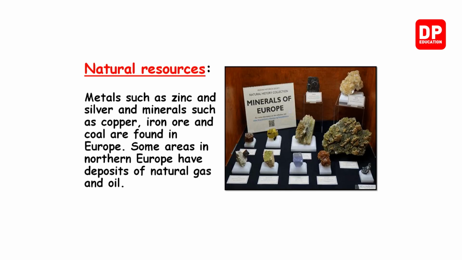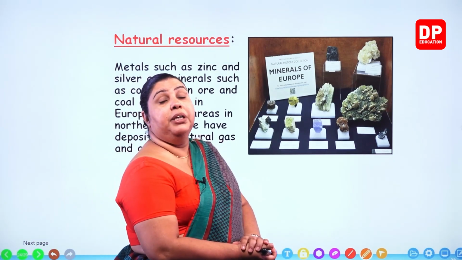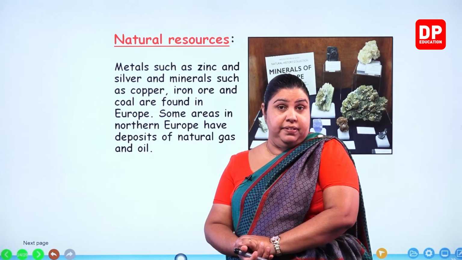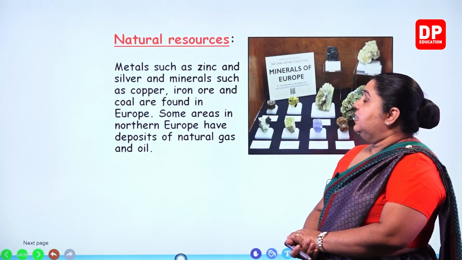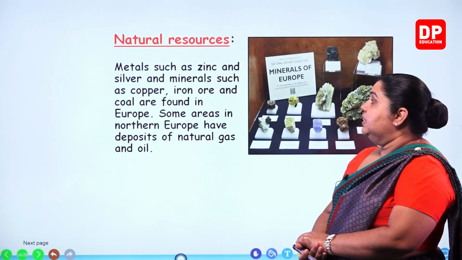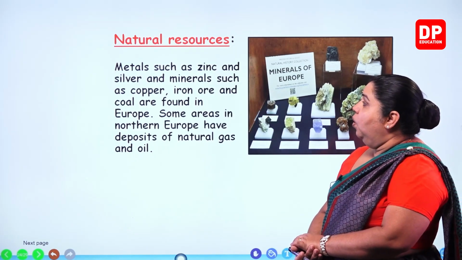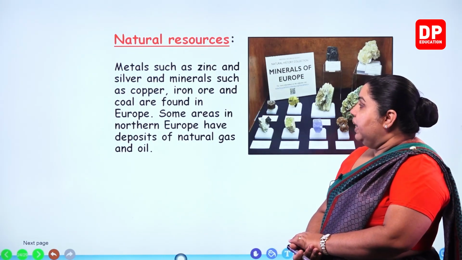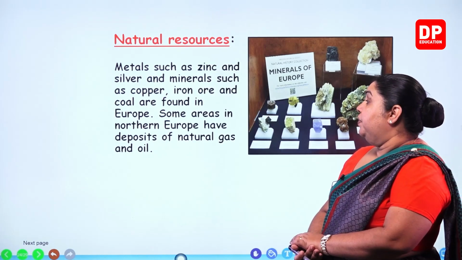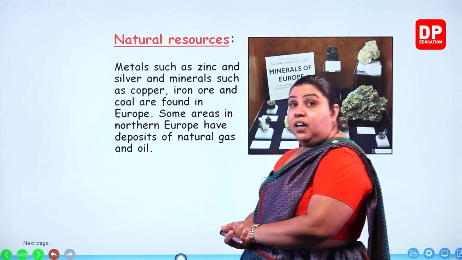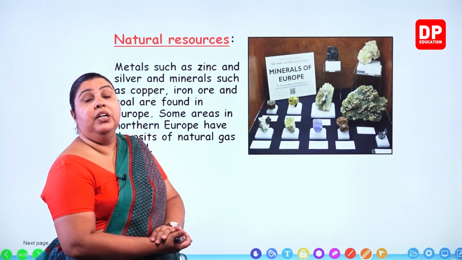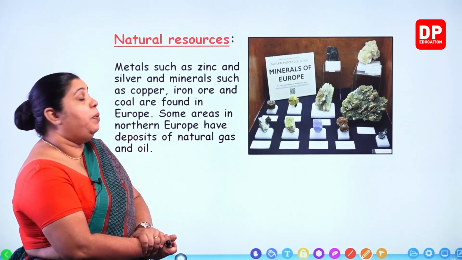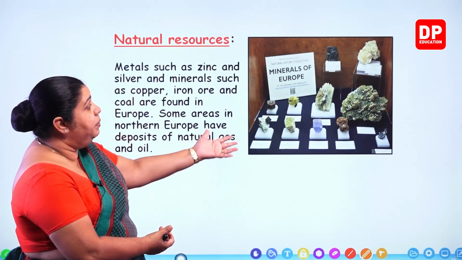Then there are natural resources in this European continent. ඒ කියන්නේ පුතේ යුරෝපයේ තියෙනවා ස්වභාවික වටිනාකමකින් යුතු දේවල්. ස්වභාව දහමේ වටිනා දේවල් වලින් පරිපූර්ණ continent එකක් තමයි මේ European continent. Metals such as zinc and silver and minerals such as copper, iron ore and coal are found in Europe. Some areas in northern Europe have deposits of natural gas and oil. මෙන්න මේ වගේ පුතේ විවිධ ඛනිජ ද්‍රව්‍ය, විවිධ වර්ගයේ ලස්සන ගල් වර්ග, වටිනා ඛනිජ ද්‍රව්‍ය වලින් පිරිපුන් continent එකක් තමයි යුරෝපා මහද්වීපය. European continent has valuable minerals.